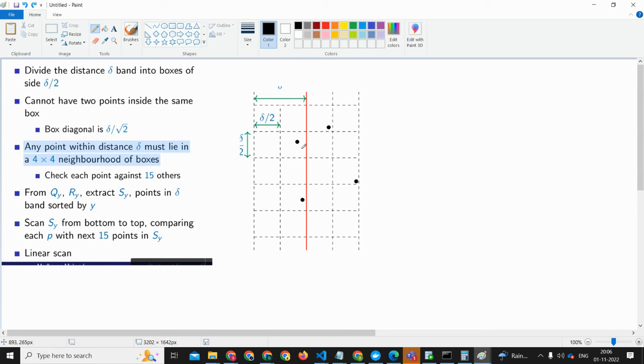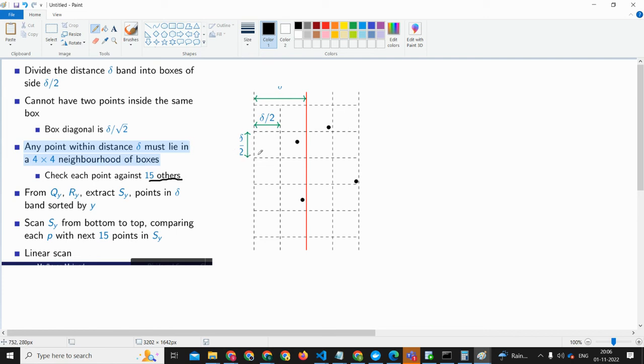So let's calculate. Why is this still confusing? Why is this check against 15 other points? And that above point also, like 4 cross 4. Why is it so? Like, why not more than 4 cross 4? I'm coming to that.